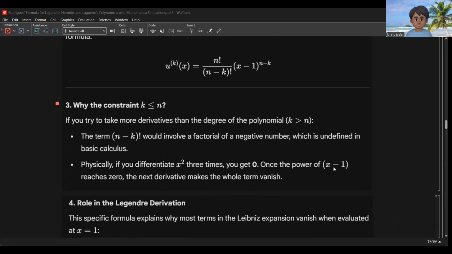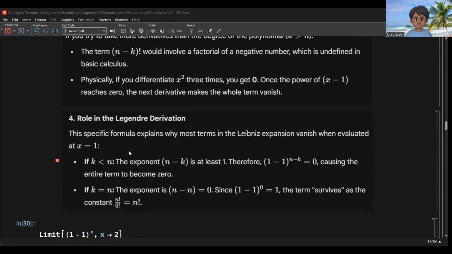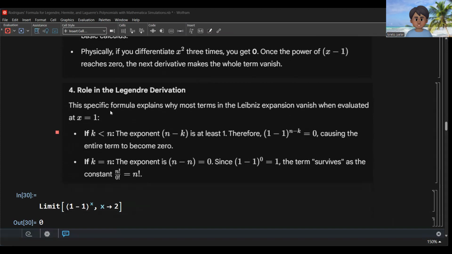Once the power of x minus 1 reaches 0, the next derivative here makes the whole term vanish. So we have the rule in the Legendre derivatives. This specific formula explains why most terms in the Leibniz expansion vanish when evaluated at x equal to 1. So if k is less than n, the exponent n minus k is at least 1. Therefore, 1 minus 1 raised to the n minus k equals 0, causing the entire term to become 0.